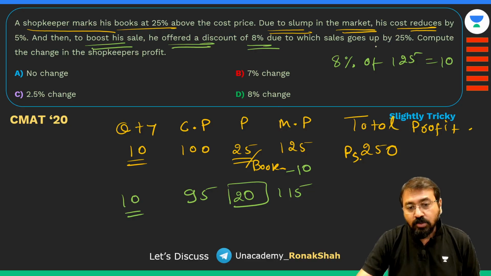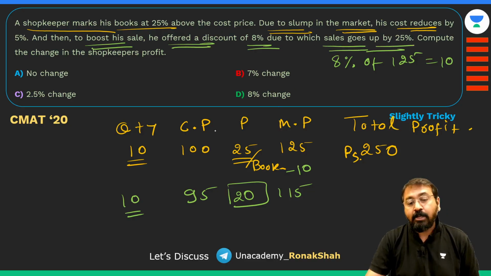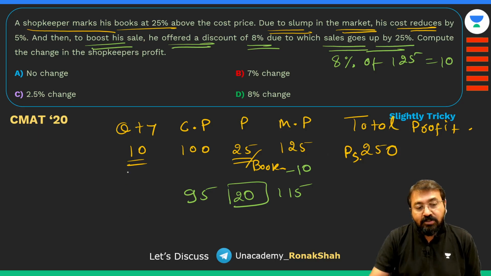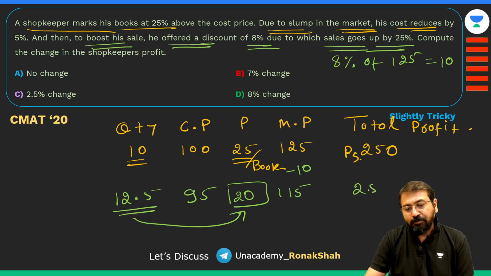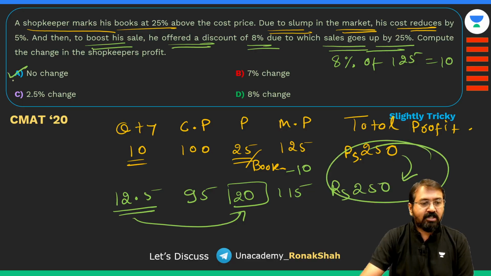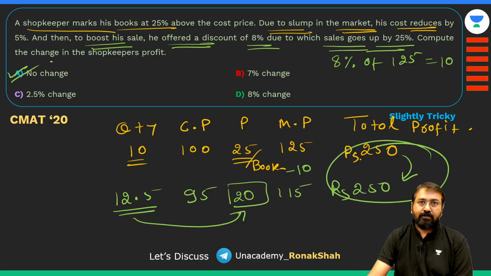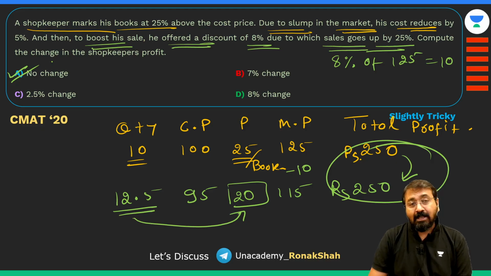But his sales have gone up by 25%. So guys, sale now is not 10, it is 12.5. So what will be his total profit? Can we say 12.5 into 20? It's going to be 250 rupees only. So there is no change in the sale. That's your answer. There is no change in the sale. Okay, so you should be able to tackle all such questions.